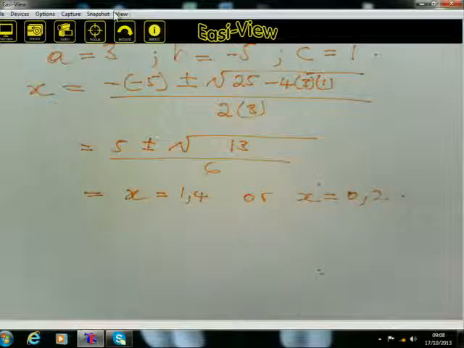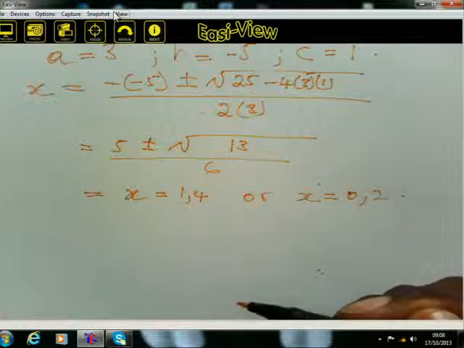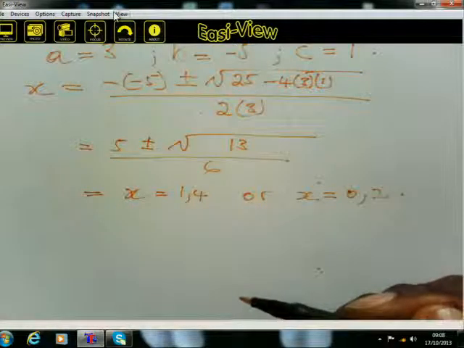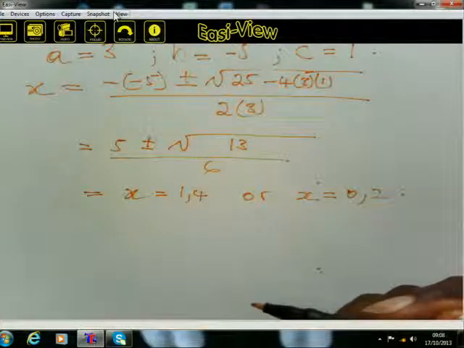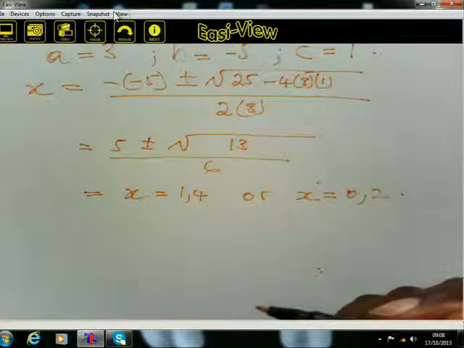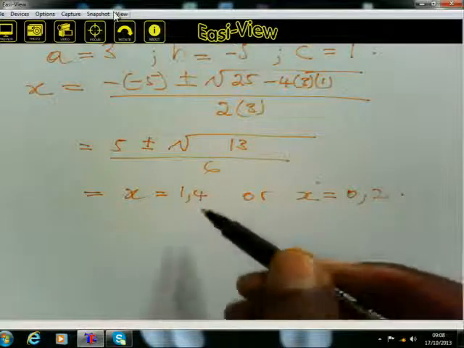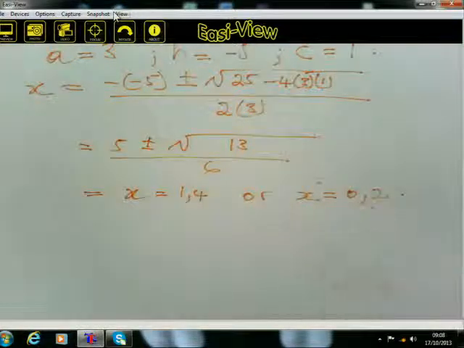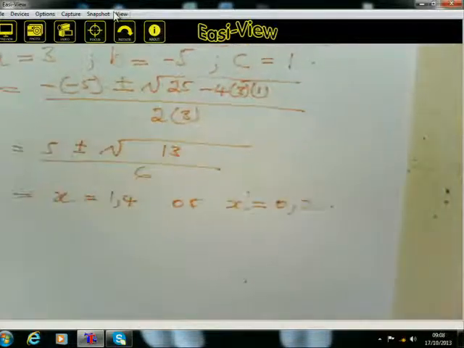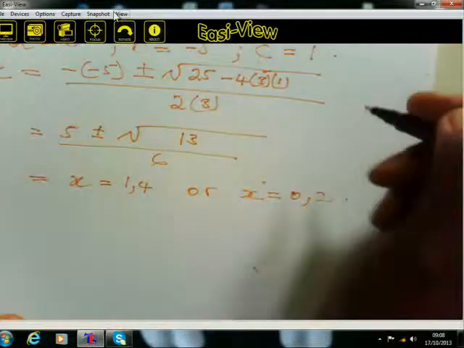Now let's be careful. It is important that when we are to answer these questions, let's read what the examiner wants. It may be set accurate to 1 decimal place, or it may be set accurate to 2 decimal places. It depends what the examiner wants. But now let's follow what the examiner wants. Now, if I have my answer as 1,4 and 0,2, then this is accurate to 1 decimal place. Right.